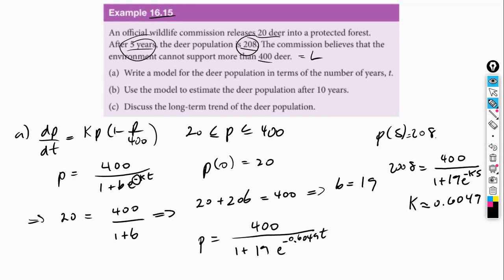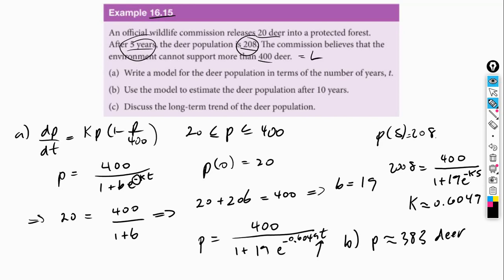For part B, it says use the model to estimate the deer population after 10 years. So that simply means plug 10 in here, right? And then from that, we're going to get that P is approximately 383. Notice that for these questions, you want to answer in whole numbers because we're talking about population. So that's the approximate size of the deer population. So let's write here deer.